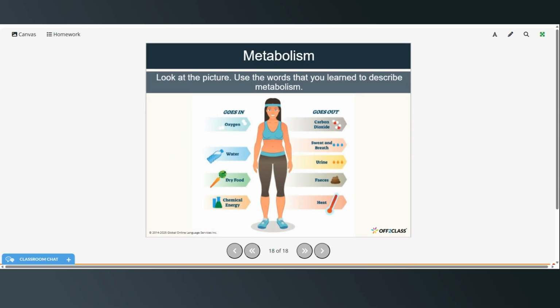All right, and then we're talking about the word metabolism. So, metabolism can involve oxygen, water, dry food, and chemical energy entering the body. And then carbon dioxide, sweat and breath, breathing hard or sweating, producing urine, producing feces, and generating heat are all results of metabolism.